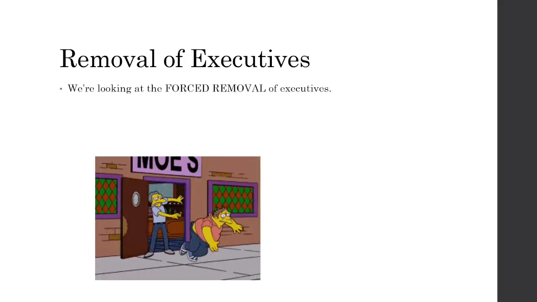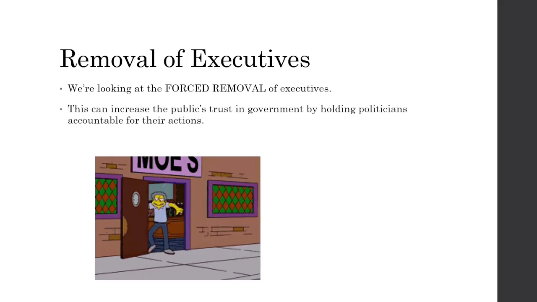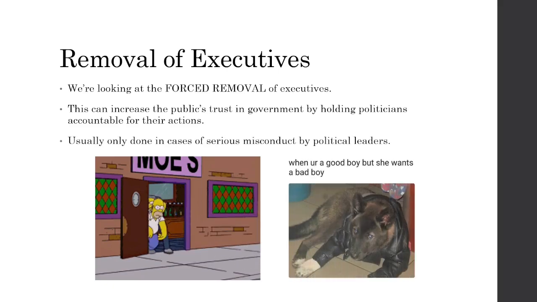Now let's talk about the removal of the executives. In America, this is impeachment, and it's impeachment in other countries, but not all of them. So we're going to look at the forced removal of executives. They can resign, but we're not going to talk about that because who cares about that? So the forced removal of executives can increase the public's trust in government by holding politicians accountable for their actions, and it shows that the legislator has a sense of checks and balances against the executive. And this is typically done in cases of serious misconduct by political leaders.